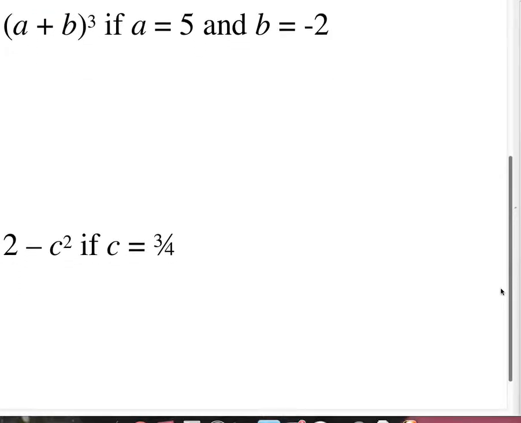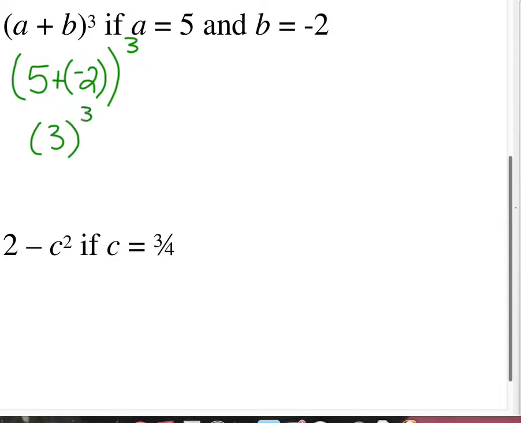So, in parentheses, we have a plus b, whatever that is, and then that whole thing is being raised to the 3rd power. Let's substitute in our values. It says a is 5 plus b, which is negative 2. All of that to the 3rd power. So, inside parentheses, what is 5 plus negative 2? That's a 3. All raised to the 3rd power. 3 times 3 times 3 is not 9. It's 27. Okay? Last problem.